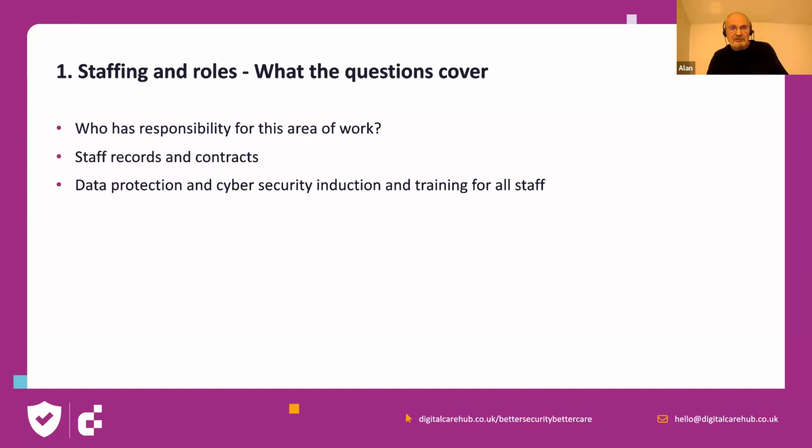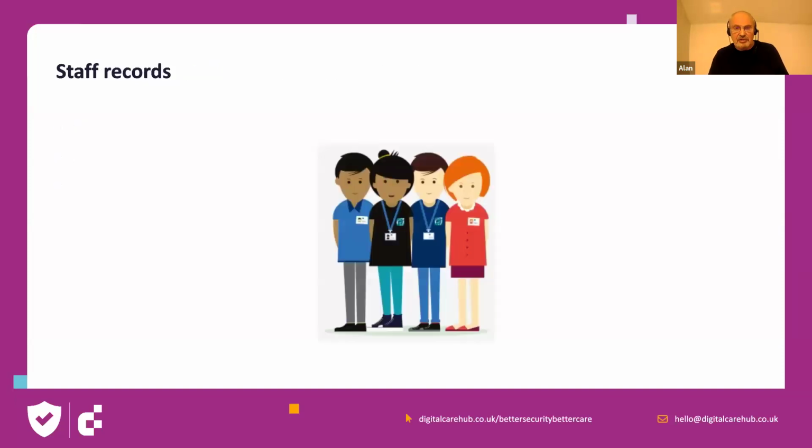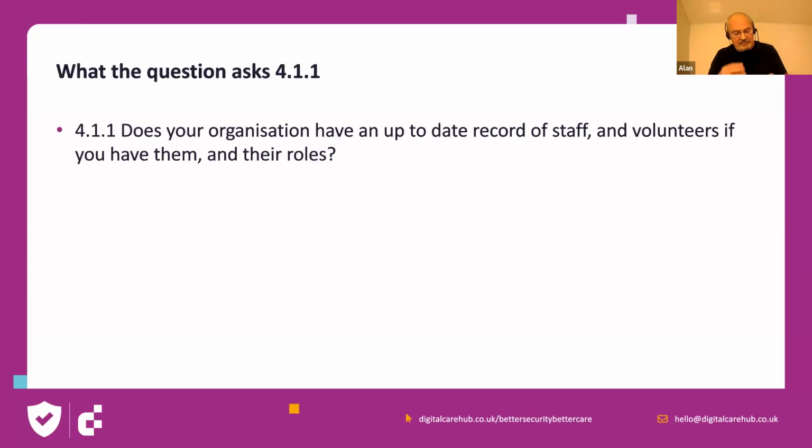So if we have a look at the staff records section a little bit, we're going to talk through one question as an example. It's important to keep up-to-date records of both staff and volunteers if you have them and the roles that they fulfill. So the first of the questions is, does your organization have an up-to-date record of staff and volunteers if you have them and their roles? So who have you got?